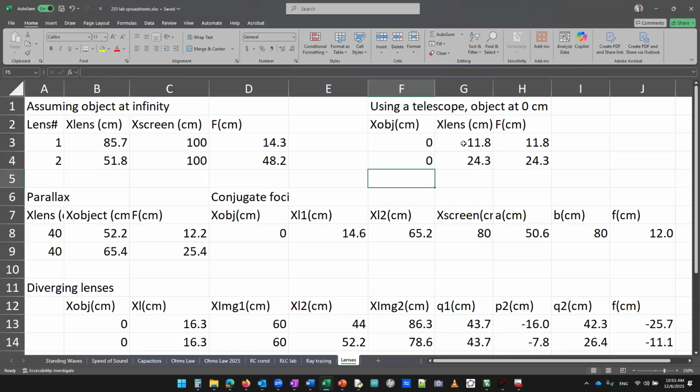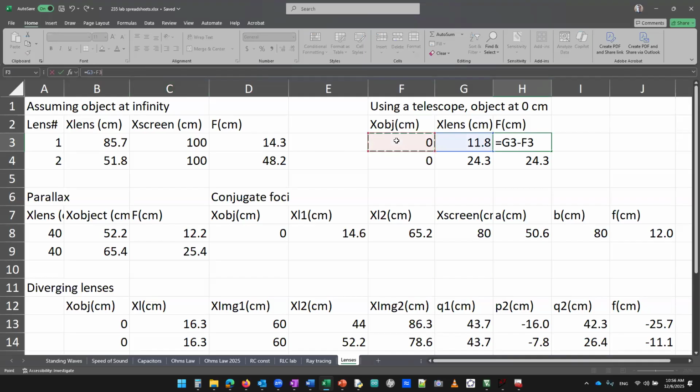This is a better method to get focal length because we're using a telescope, which can focus light to more or less simulate infinity. So this is a much better method than the first method. And as you can see, the numbers, right? So I'll even do a calculation.